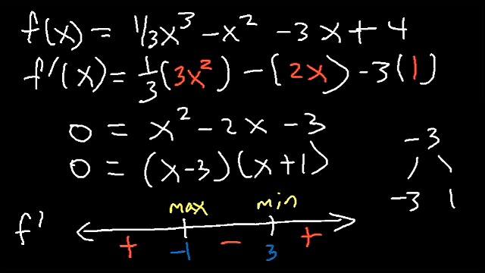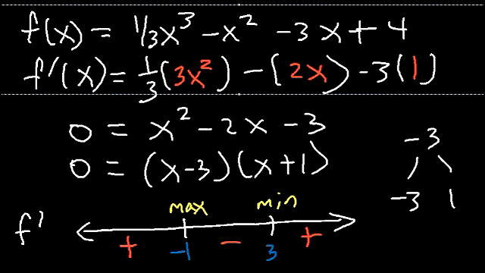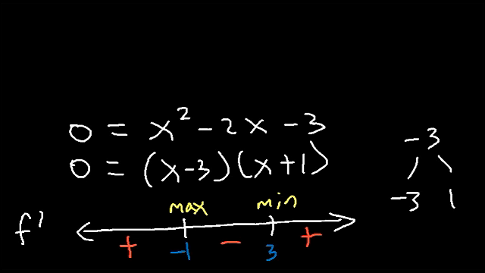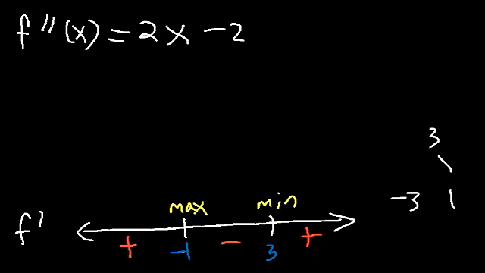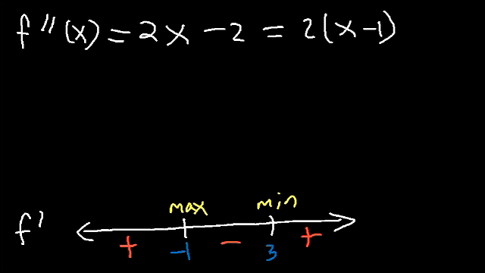Now our next step is to find the second derivative. So let's differentiate the function x squared minus 2x minus 3 to get the second derivative. The derivative of x squared is 2x, the derivative of -2x is -2, and the derivative of a constant is simply 0. So let's factor out the GCF, which is 2, and set it equal to 0.